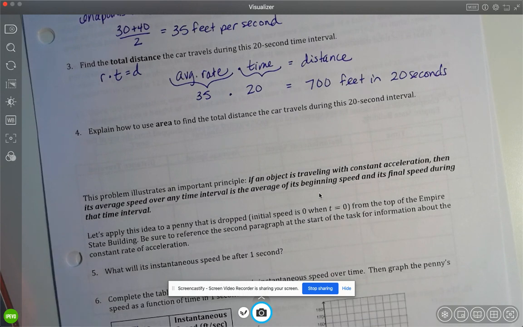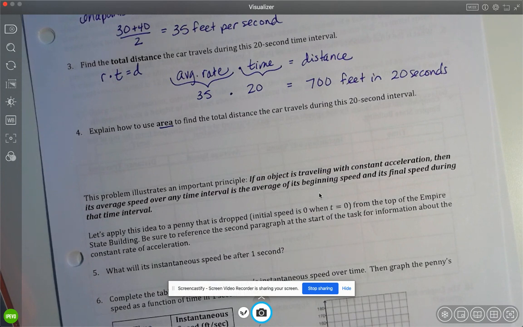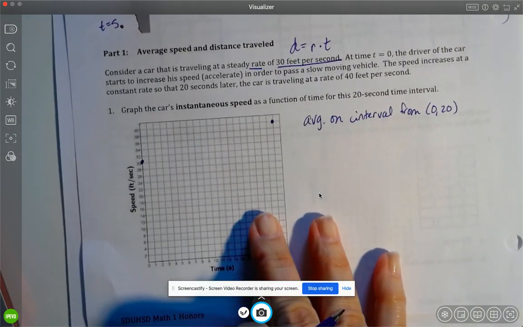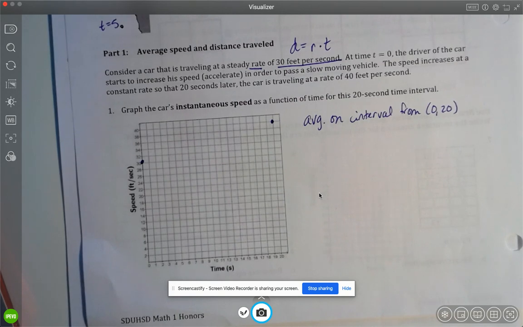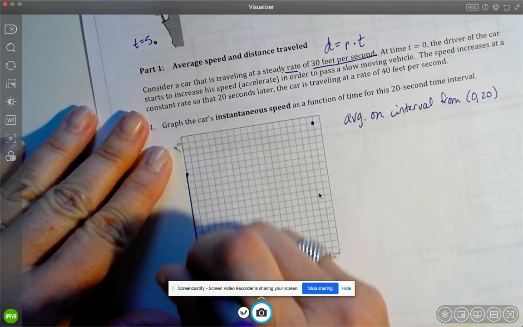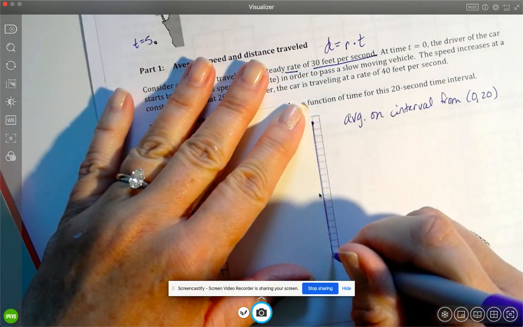So now it says explain how to use area. It's talking about area represented on that graph. Explain how to use area to find the total distance the car travels during this 20-second interval. So if I'm going to use area, I need to go back to this graph where I right now only have 2 points. And I'm going to actually connect the endpoints to make an area. So go ahead and graph down here to actually make a polygon that I can figure out the area.